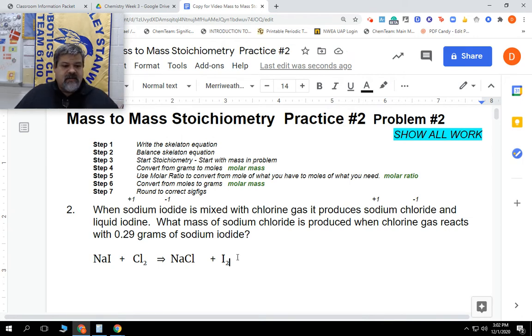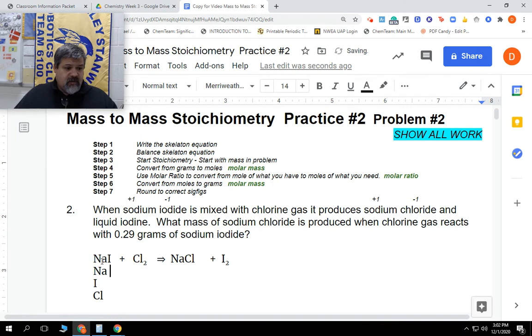Now we have to balance it. So how are we going to balance it? So we're going to go ahead and write down all the elements that we have on each side. So we're going to write down sodium. We're going to write down iodine. I'm going to write down chlorine. That's what we have on this side. We have 3 capital letters, so 3 elements.